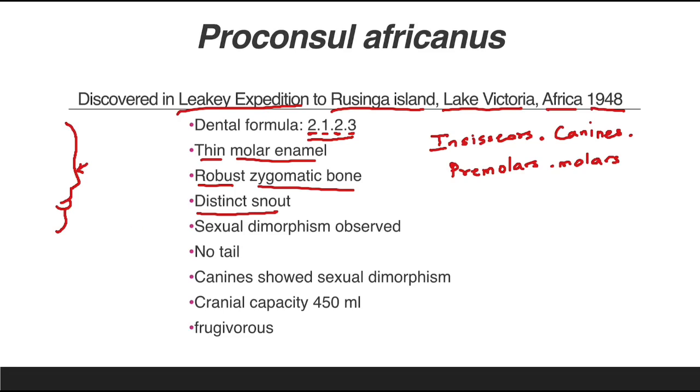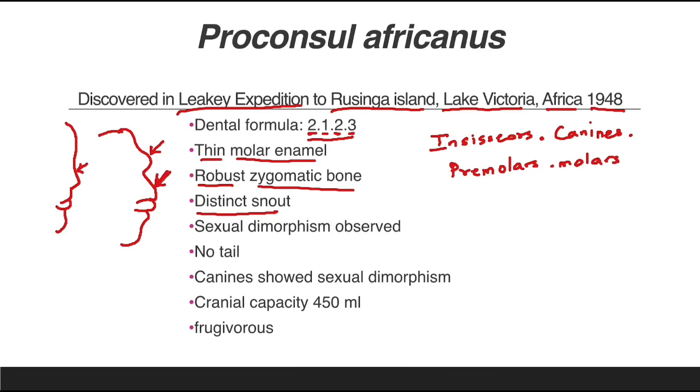or I have not shown you the brow ridge, that's why you don't understand. See, now maybe it looks more like monkey. Does it look like a monkey face? This is the brow ridge, this is the snout.